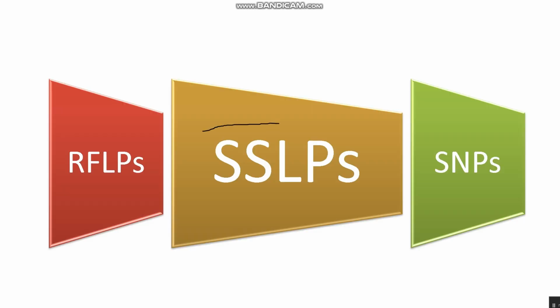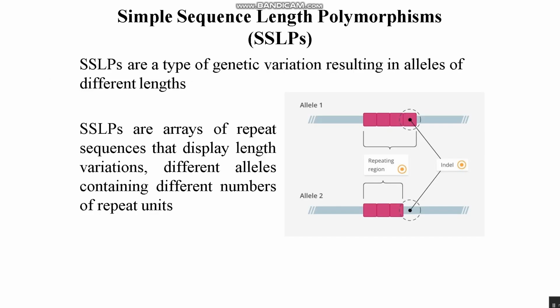Now we will talk about the SSLPs. In the simple sequence length polymorphisms, SSLPs, we actually check the variations resulting in alleles of different lengths. In our DNA, different types of repeats are present: there are STRs, VNTRs, microsatellites, macrosatellites, and minisatellites.